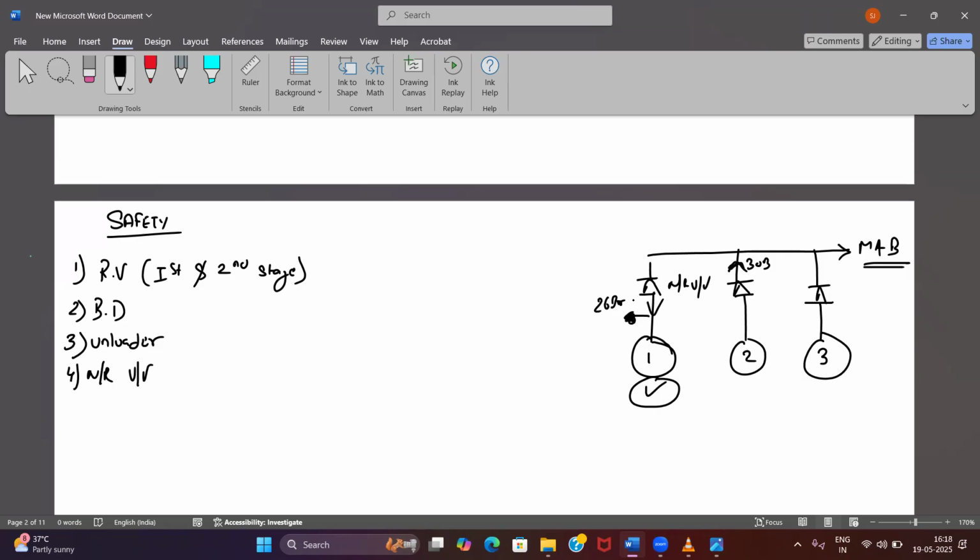Agreed? Yes, sir. That's why these non-return valves are provided. Okay. Any other safety? What is the unloader?